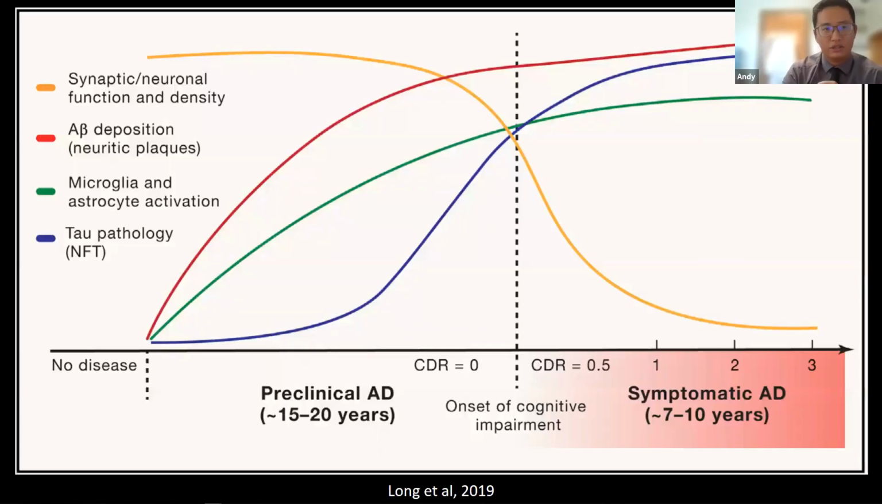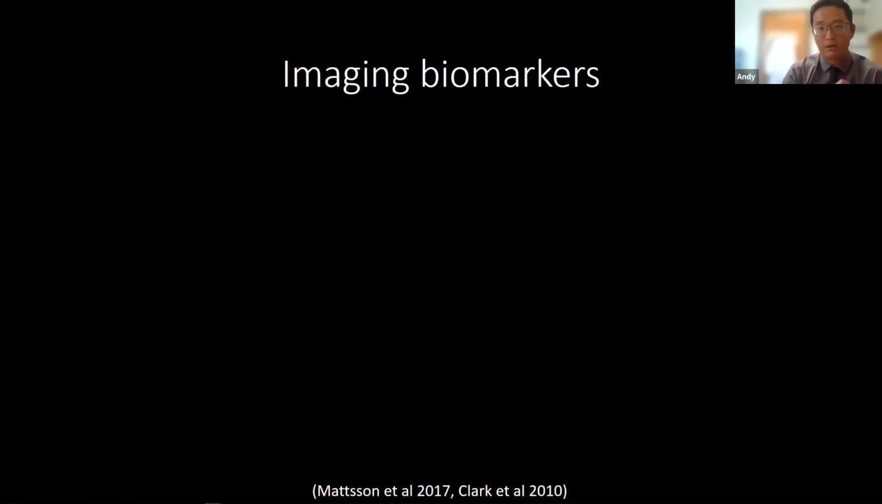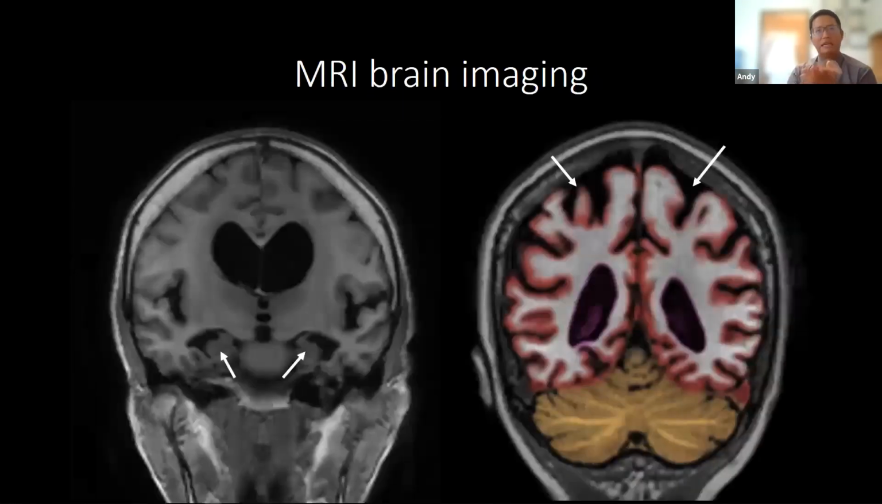Now, I'd like to also go through the imaging biomarkers, and that includes the MRI, amyloid, and tau PET imaging. So for the MRI, it's more of an indirect measurement of Alzheimer's disease. Here on the left panel, this is a coronal T1. The arrows are pointing towards the hippocampi, and you can see that they're shrunken. The temporal horns are enlarged. That would suggest that there's shrinkage there. And then here on the right panel, an MRI, also T1, but it's color coded. You see the arrows are pointing towards the parietal lobe areas, which are pretty atrophic.